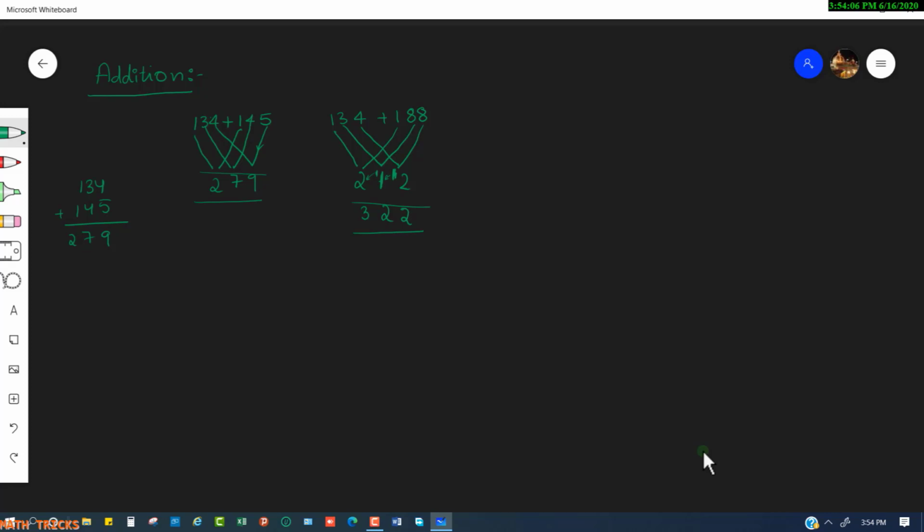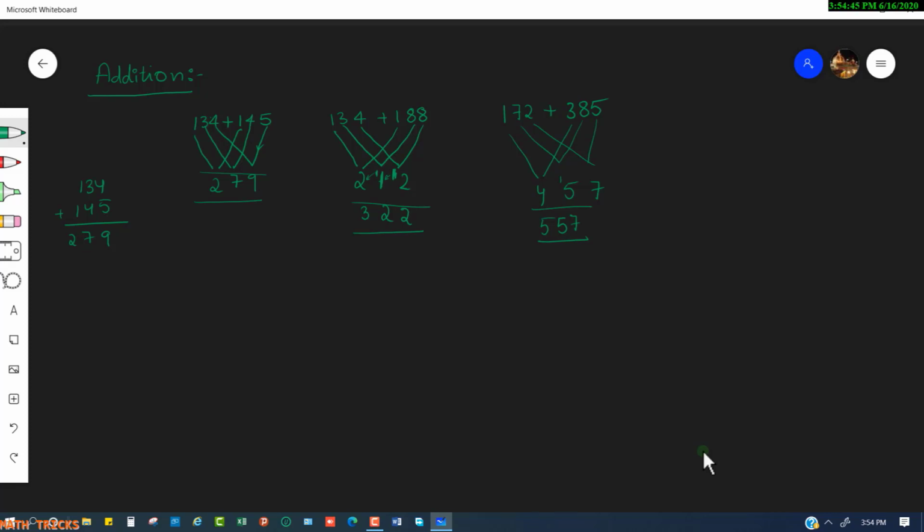For example, if you have the number 172 plus 385, if you want to add this, do it like so. 1 plus 3 is 4, 7 plus 8 is 15, write 1 here and 5 here. 2 plus 5 is 7, you can write 7 directly. So what is the result? 557 is the answer. You can write the addition like this.